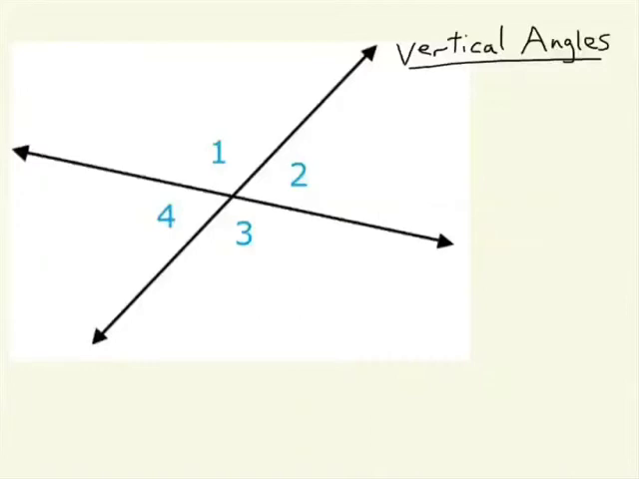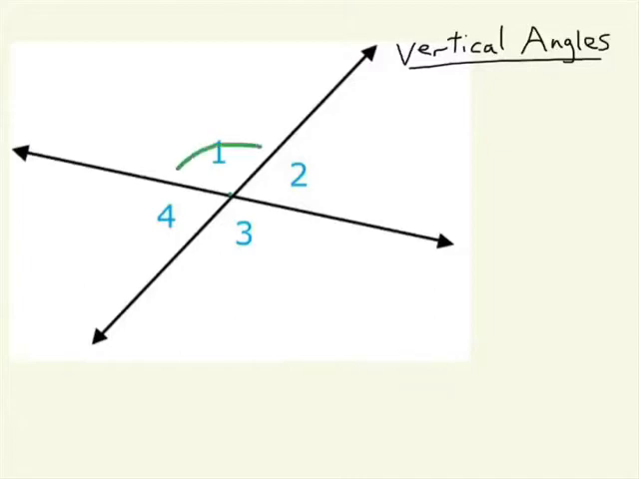Let's talk briefly about vertical angles. Vertical angles are angles opposite each other when two lines cross or intersect, as they do right there. They're called vertical because they share the same vertex, or center point, which again is right there. One thing that's interesting about vertical angles is that the angles opposite each other are equal.